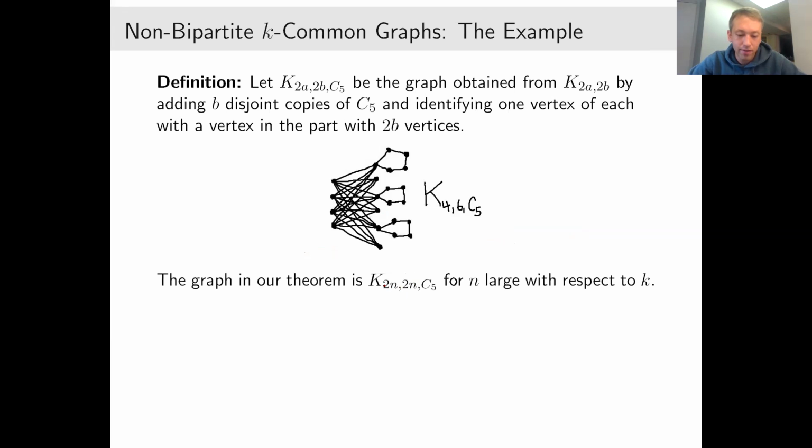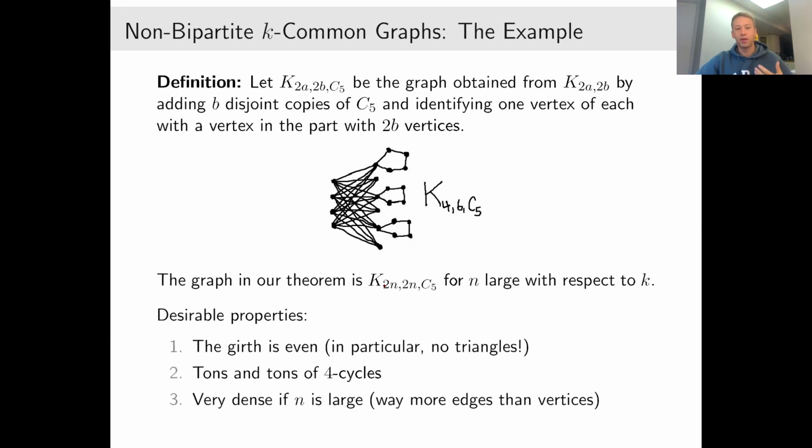Now, before I give you an overview of how the proof works, let me mention a few key properties which led us to this construction. One important thing in this construction is that the girth is even. Girth meaning the length of the shortest cycle. And in particular, it doesn't have any triangles, right? We know that if we had a triangle, we'd be dead. Cummings and Young proved that if you have a triangle, you're not 3-common, therefore you can't be k-common for any k at least 3. So it's good that we don't have any triangles, and it's even better, it turns out, that we have an even girth.